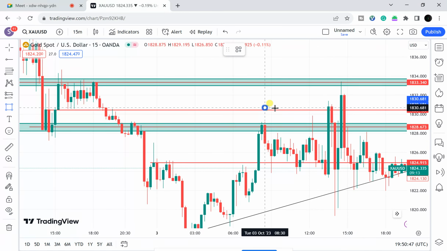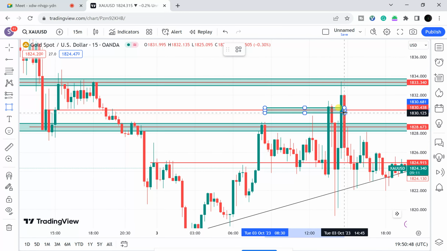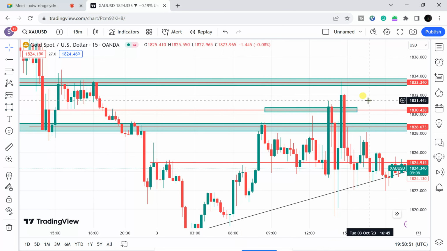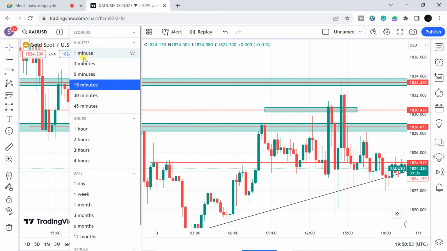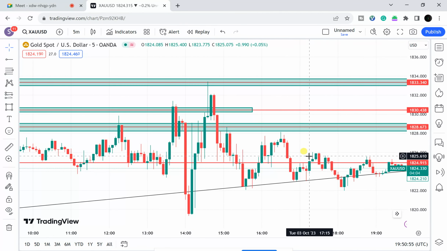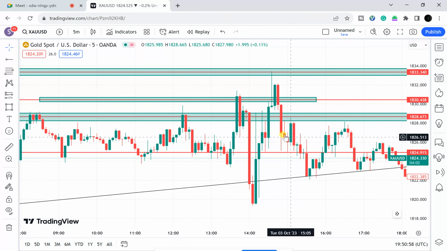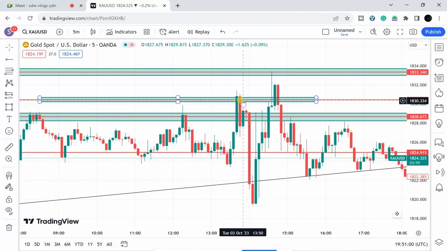And how do I spot out those rejections? I use my 5 minutes time frame. Now you see that after this spike happened, immediately the market got to this zone, the market dropped back. So immediately I saw this, I'll just wait for the next entry.